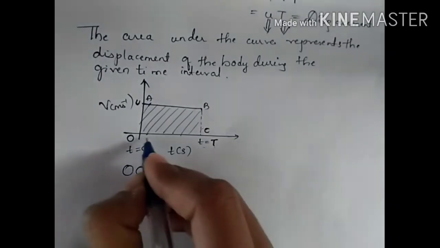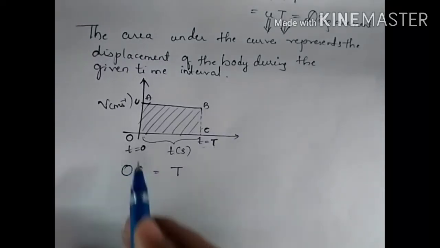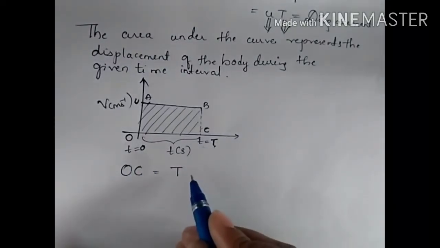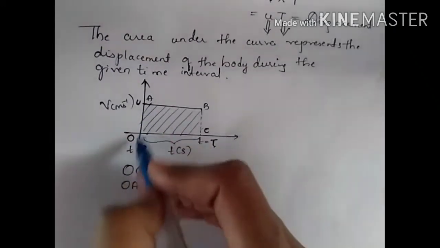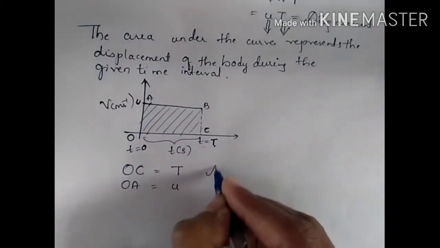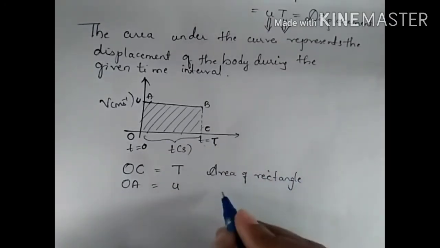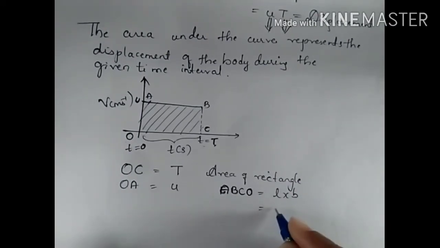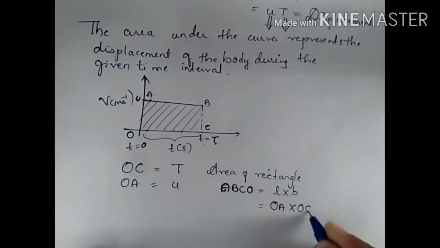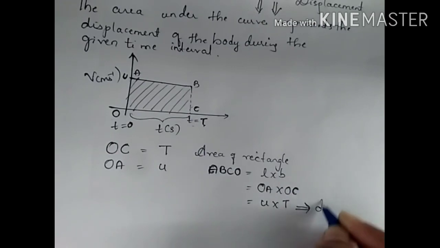Now OC will give you what? The time range. Here the time range is T. Since it has started from t equals 0 and ended at time t equals T, OC will be T and OA will be u. So now the area of rectangle ABCO will be length into breadth. Here the length is OA multiplied by OC, which is u multiplied by t. This will give you displacement.